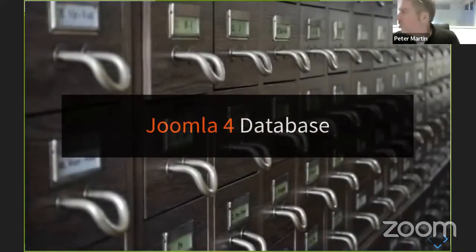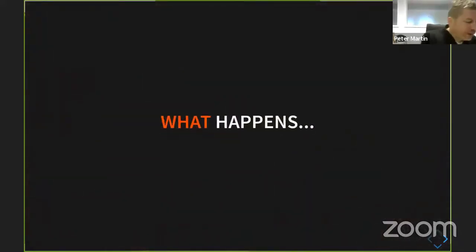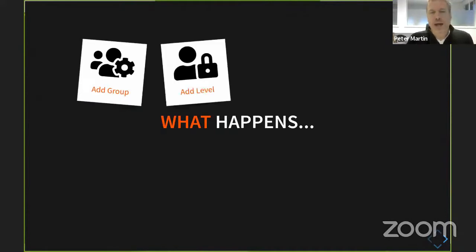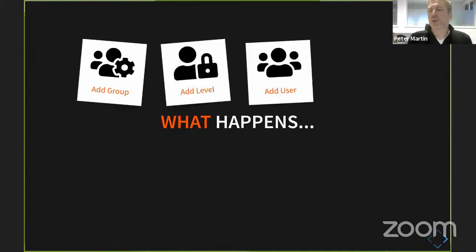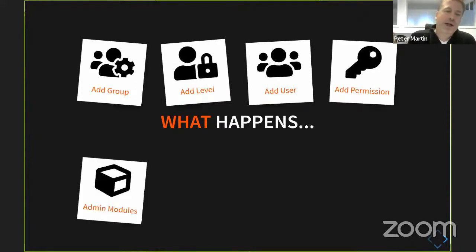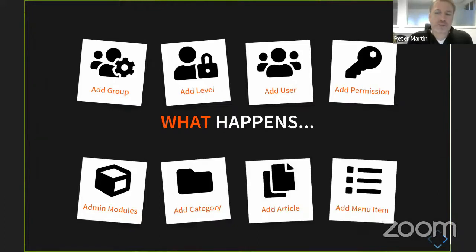So now let's look at Joomla itself, the Joomla 4 database. I would like to do some things in Joomla and to look what happens in the database. So I will add a new user group. I will add a new level. I create a user. I will add permission for the user to log into the backend of the website. I will create 2 admin modules, and I will tell you later why. I will create a category, an article, and a menu item. And this is all you need for a new person to do stuff, and they can only do this stuff in the future.